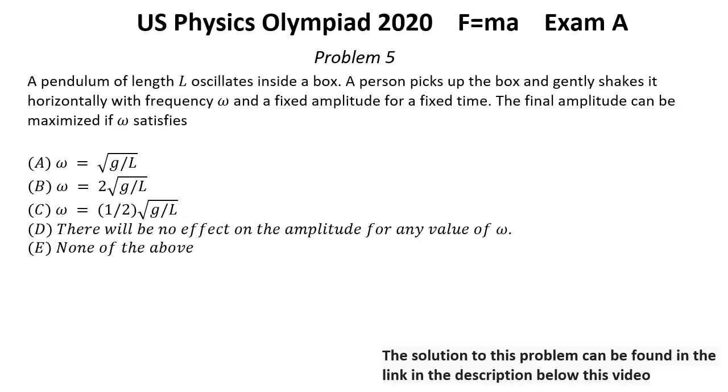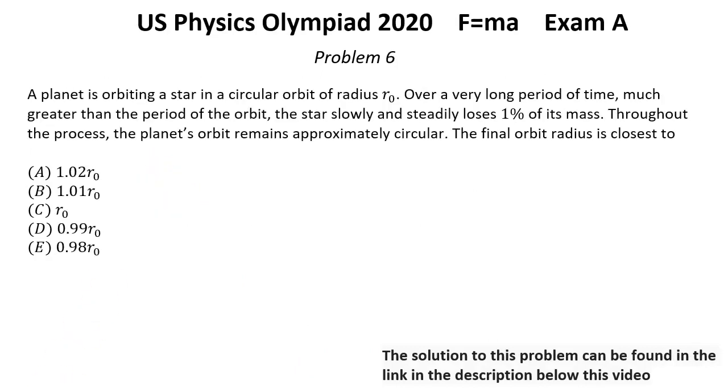Solution for problem number 5. In the frame of the box, this is equivalent to a horizontal driving force with a frequency omega. To increase the amplitude, the driving should be at resonance. So, omega equals square root of g over L, which is answer B, and this is the solution for problem number 5.